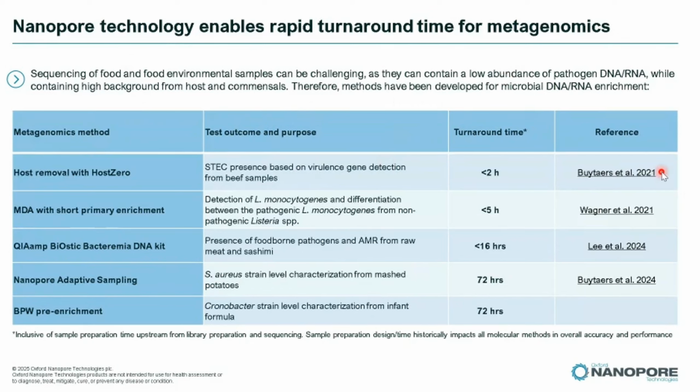So this study from Bai Tai has host removal using the Host Zero method. And then from Wagner, we have a short primary enrichment using the MTA. And then we have other applications showing how to possibly reduce the turnaround time, when we have the metagenomic sample, by reducing the pre-enrichment step or shortening those steps, and by reducing the sequencing of the host, but focusing on the organism of interest only.